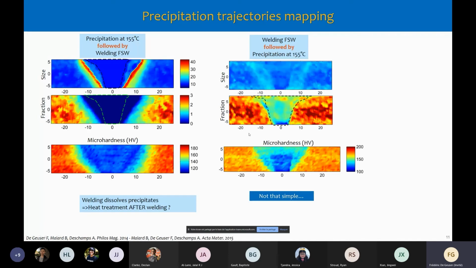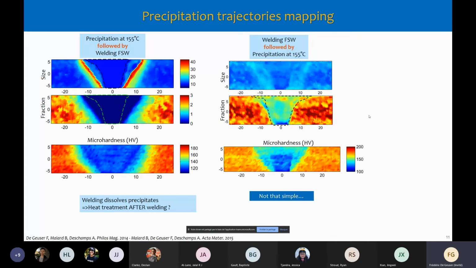And we see that we still have a drop in hardness, which is a bit better, but not perfect. And if you look at the precipitation distribution, we still have a very large drop in precipitates here at the center. And more interestingly, the shape of this drop doesn't have the same shape as in the earlier cases. So it's actually not that simple.